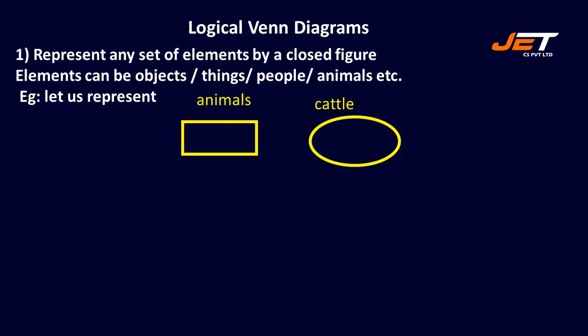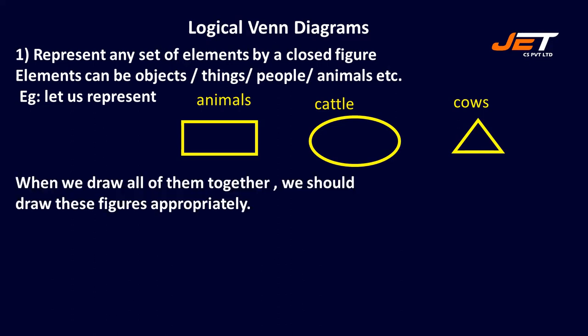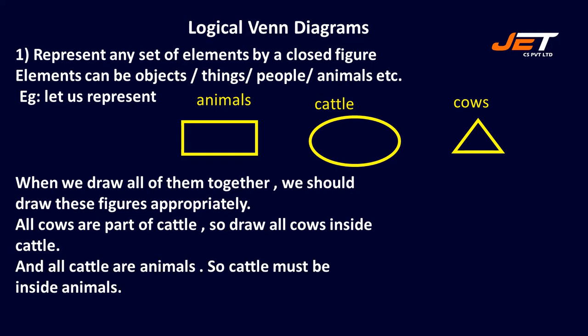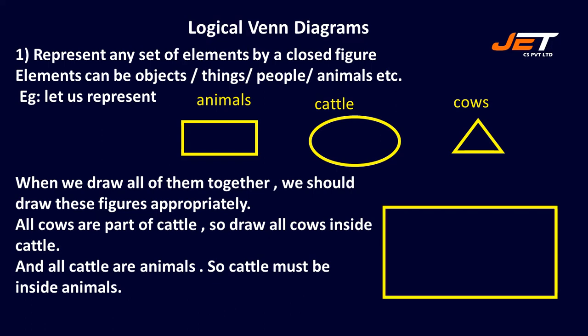Example, let us represent animals as a rectangle, cattle by an oval, and cows by a triangle. When we draw all of them together, we should draw these figures appropriately. All cows are part of cattle, so draw all cows inside cattle. And all cattle are animals, so cattle must be inside animals.